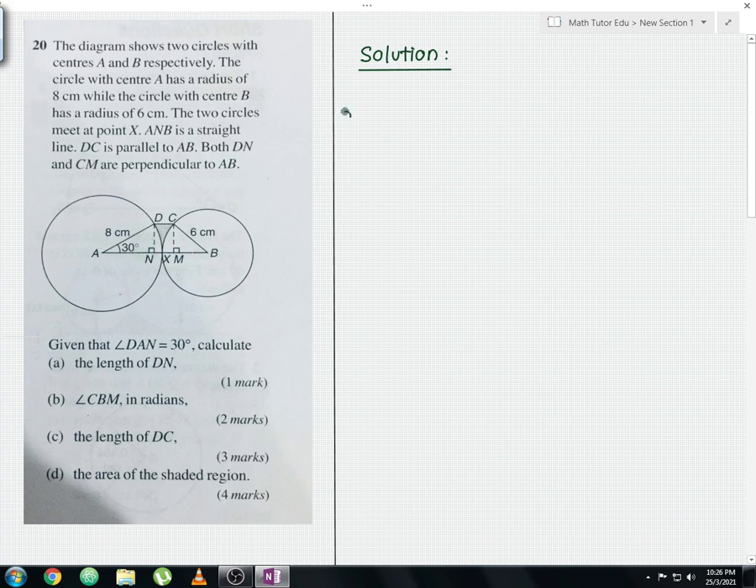So to find the length of DN, we're going to use the sine rule. So from here, sine 30 degrees will be equals to, just a quick recall, guys, sine theta will be equals to opposite over hypotenuse. So in this case, our opposite is DN, which is the one we are going to find out, and then you divide with hypotenuse. In this case, hypotenuse is length of AD, which is 8 cm. So to find the length of DN, what you do, 8 you times with sine 30 degrees.